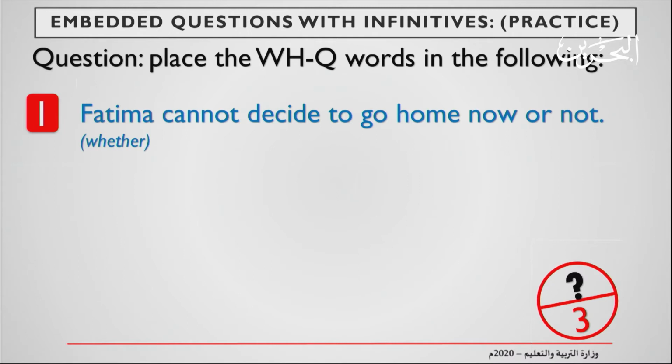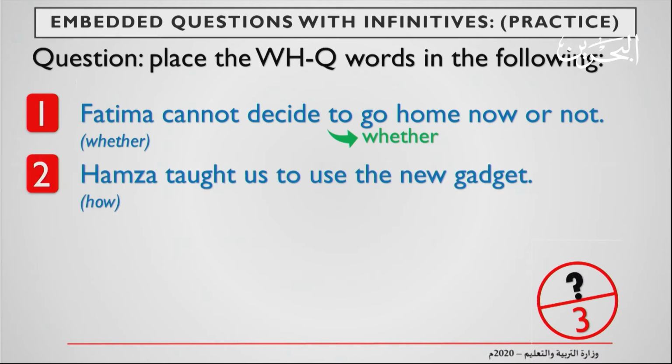Let's check the answer. The answer is right over there. Whether. You say Fatima cannot decide whether to go home now or not. You have a mark to give yourself. Number 2. Hamza taught us to use the new gadget. You have to place how within this sentence. You have 5 seconds.